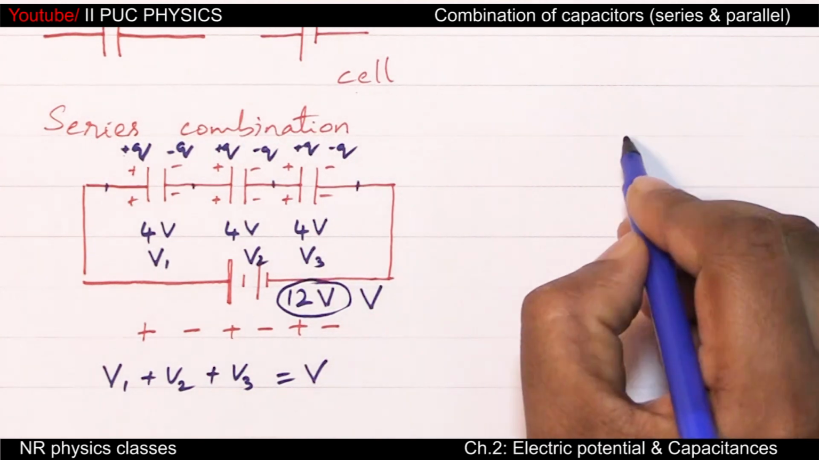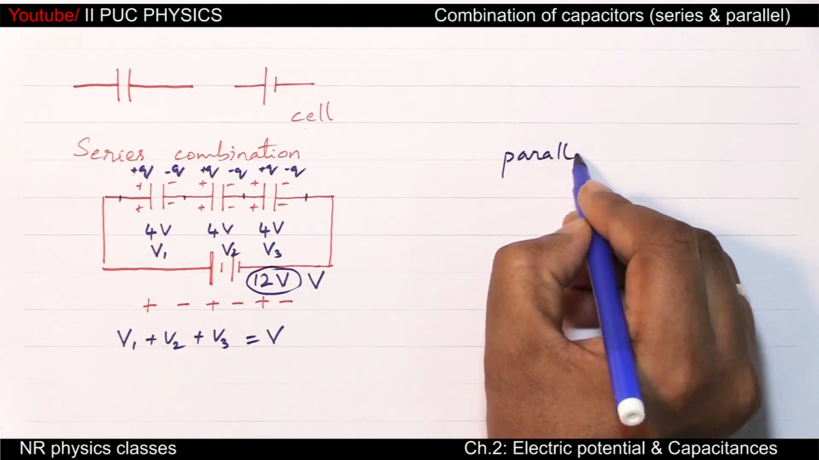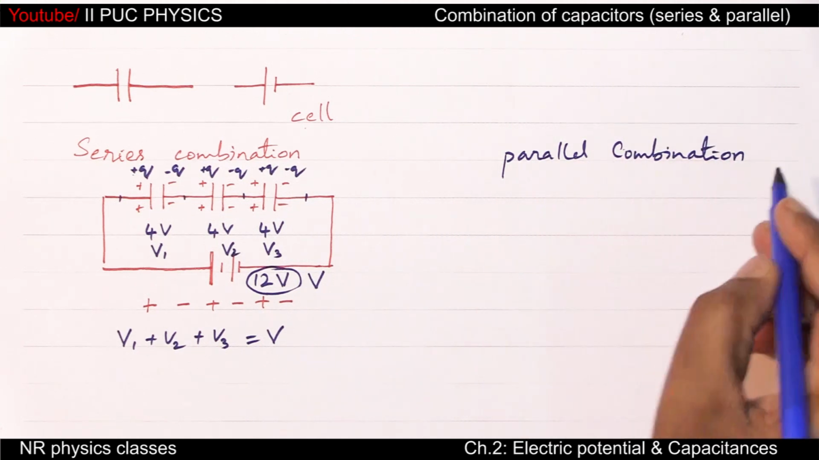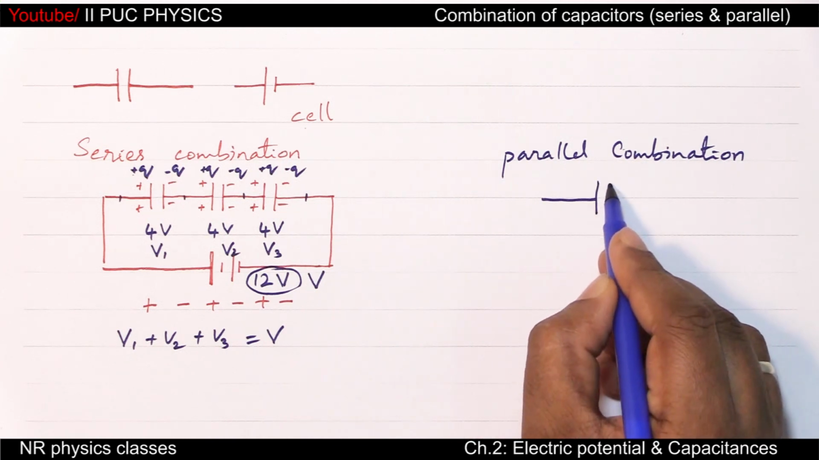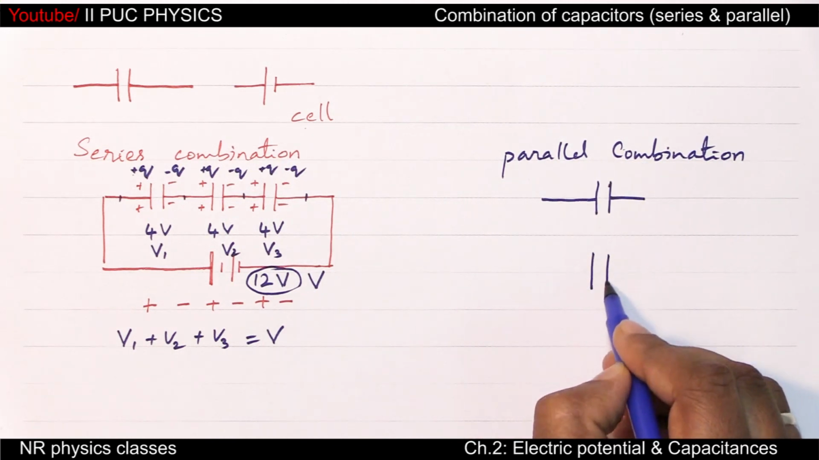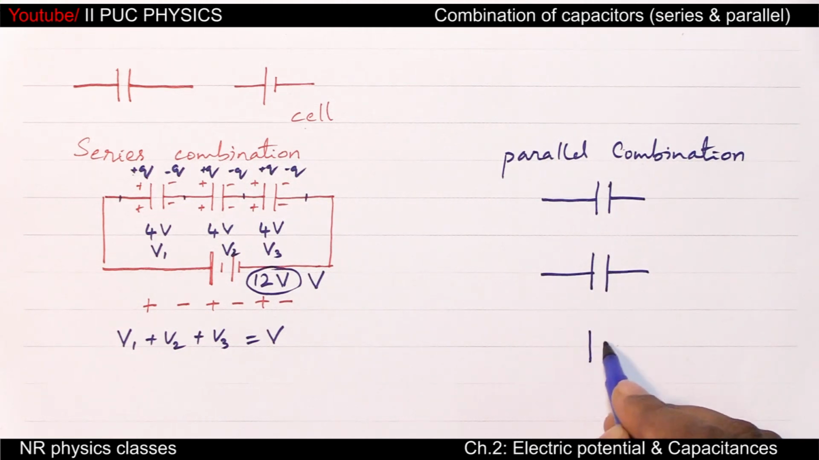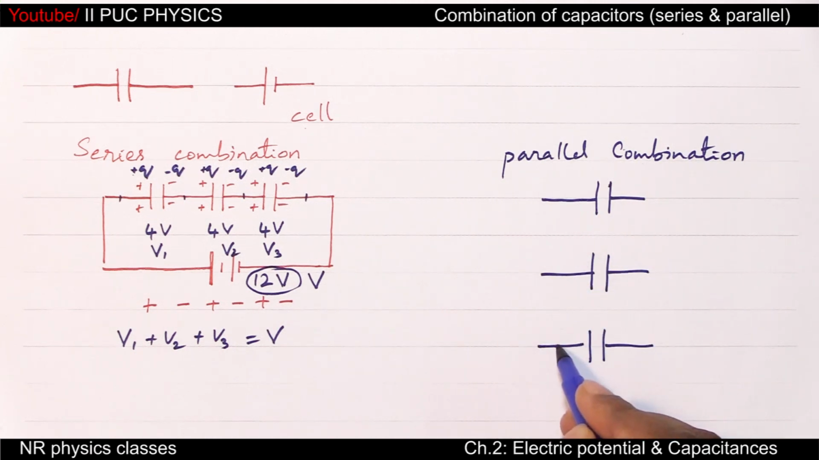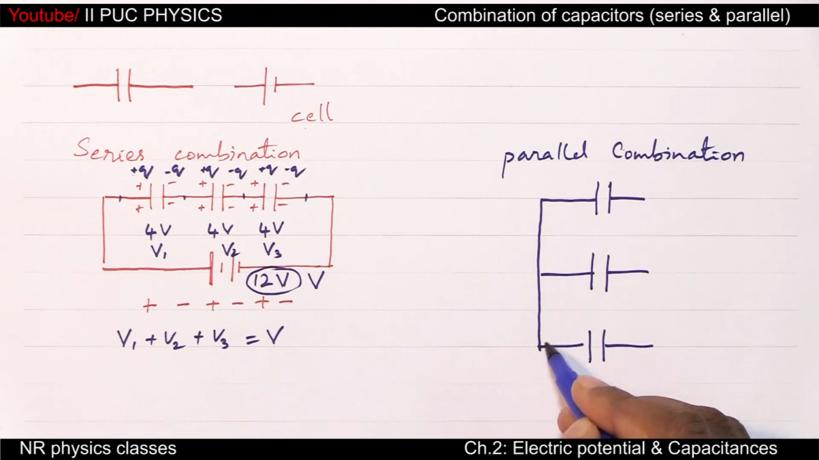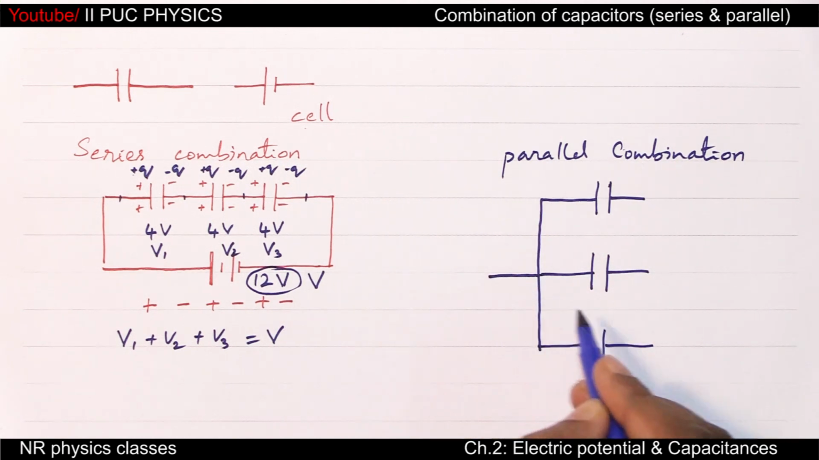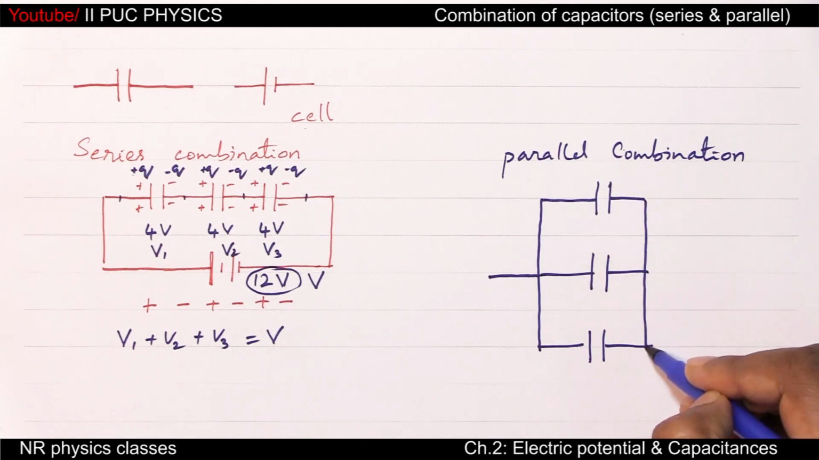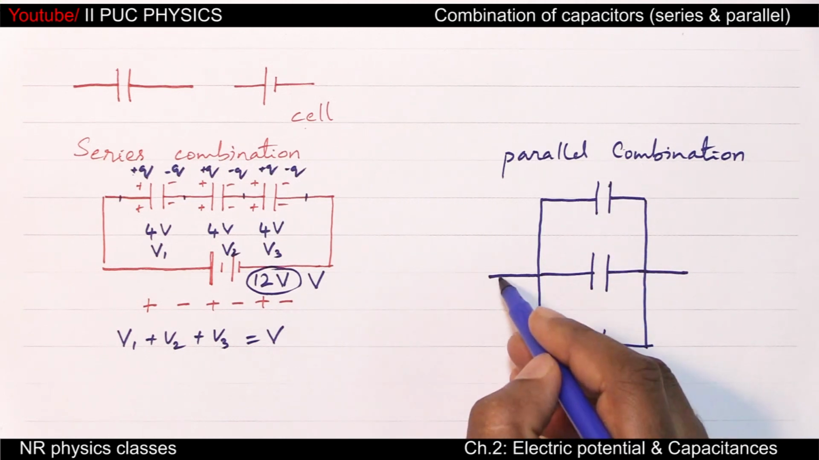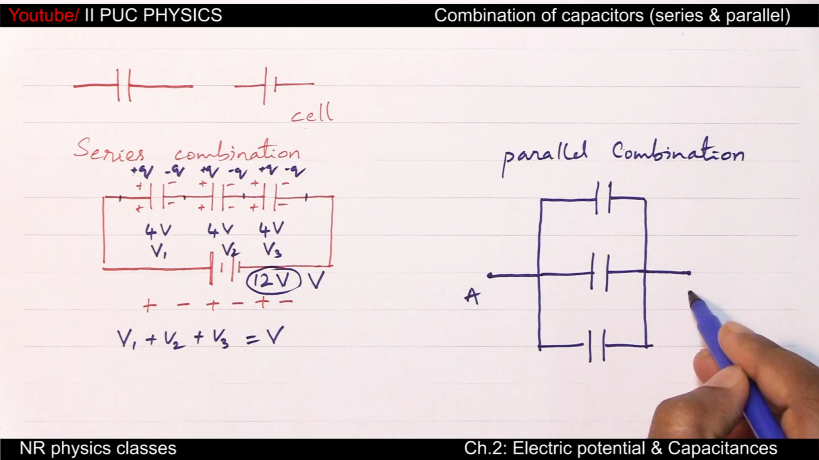Similarly, parallel combination. Parallel combination means this is the first capacitor, this is the second capacitor, and this is the third capacitor. The left terminals of all these capacitors are shorted. Shorted means connected by a wire. The right terminals are shorted. This means these three capacitors are connected across A and B.